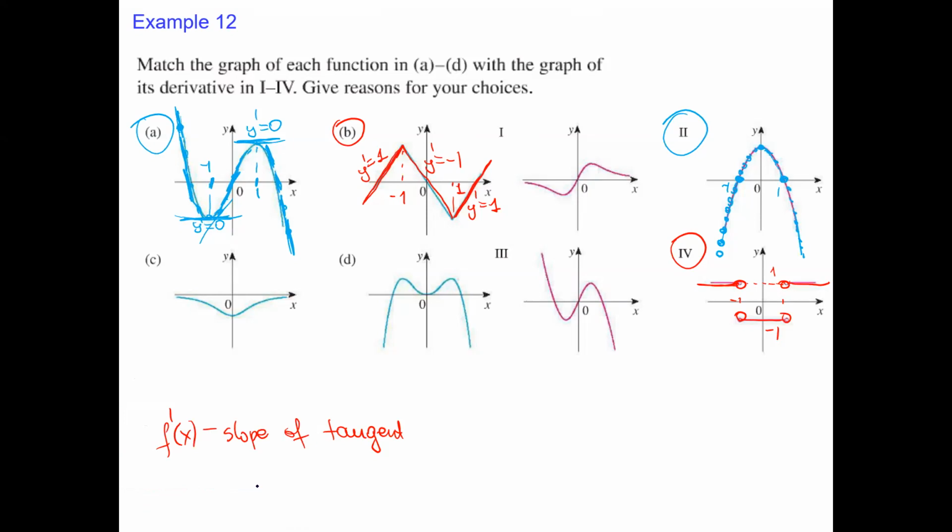Okay, maybe D, because I nicely see horizontal, horizontal, horizontal. Slope is 0, slope is 0, slope is 0. We need 3 zeros: 1, 2, and 3.